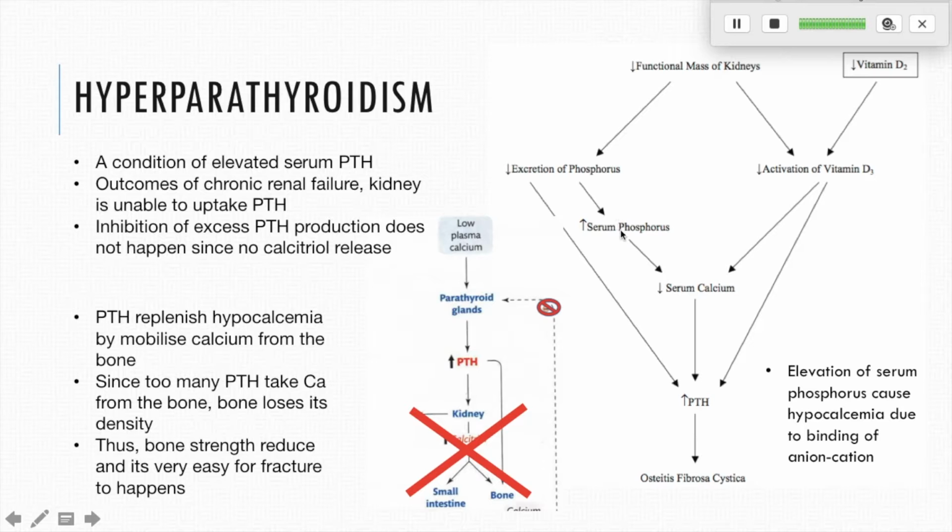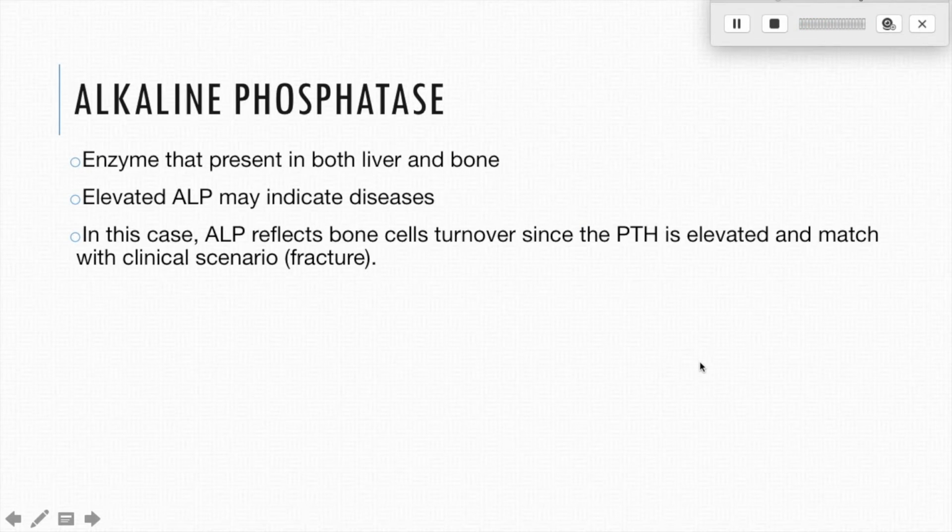So in this case, serum phosphorus will be retained at a high level, and phosphorus will bind to the calcium, and the binding of phosphorus and calcium will decrease the serum calcium even though the PTH is high. And when the hypocalcemia is detected again, PTH will keep being secreted at a high level.